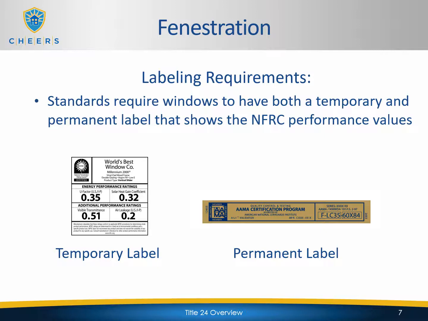We'll talk about these labels in a sec, but nonetheless, the temporary label is on the window when it comes off the trucks, and then it gets removed at final cleaning or final inspection, or whatever you want to call it. And then the permanent label should be affixed on the frame of the window for the lifetime of the window. So that's always going to be there. And generally speaking, you're going to find it on the interior of the frame, somewhere on the slider and so forth.